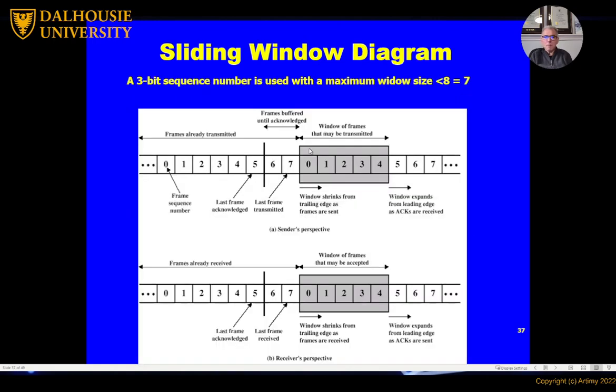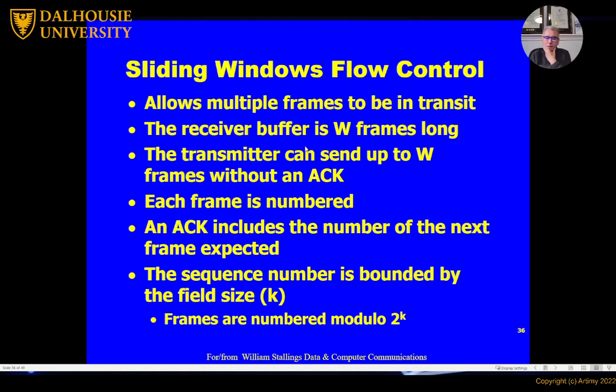Okay, so in order to handle the inefficiency of stop and wait, how about we send more cars through the road, as I said before, instead of waiting for the car to go all the way to the end before I send another car. So I can do the same thing by sending more frames instead of cars. That is called the sliding window flow control.